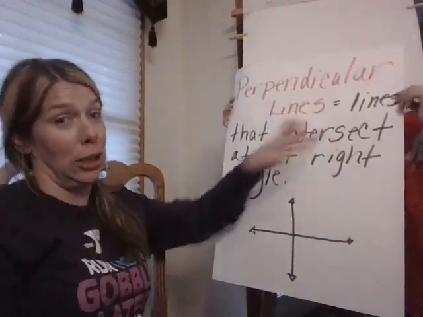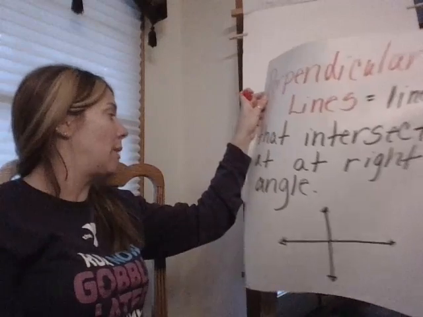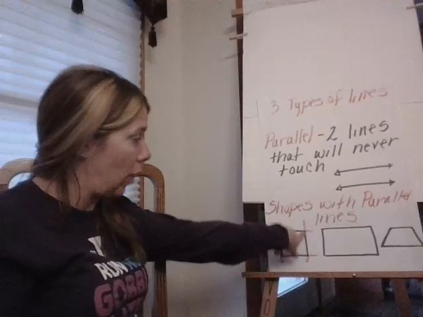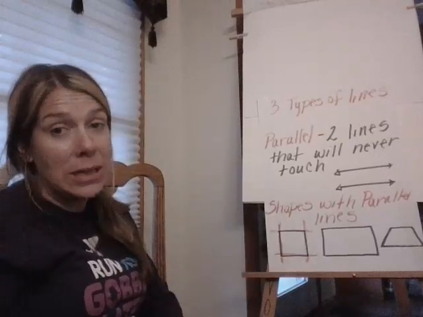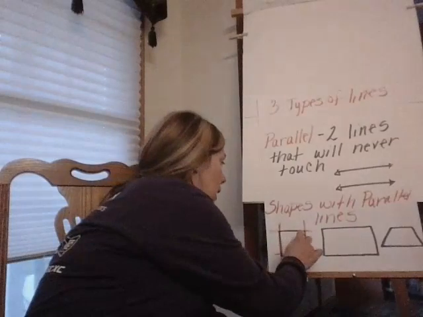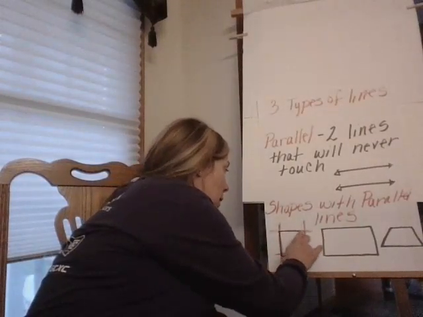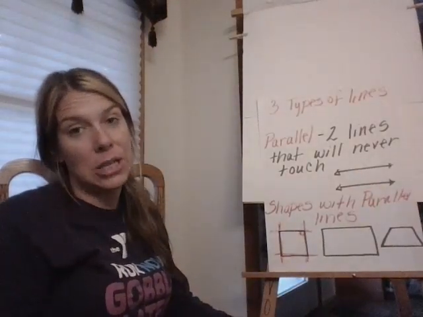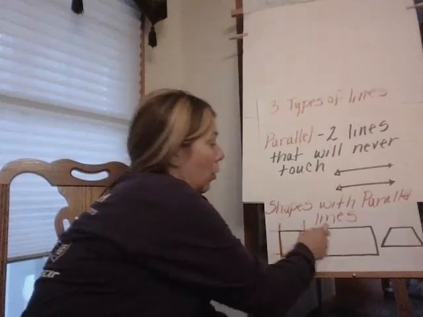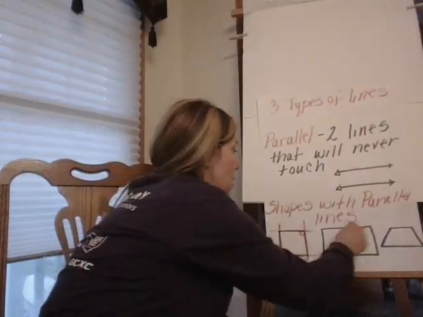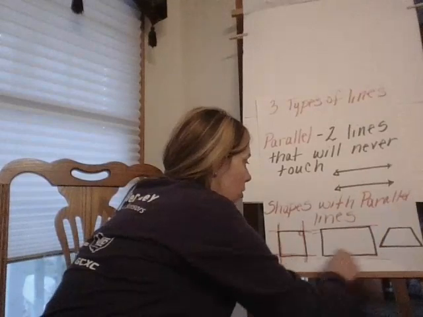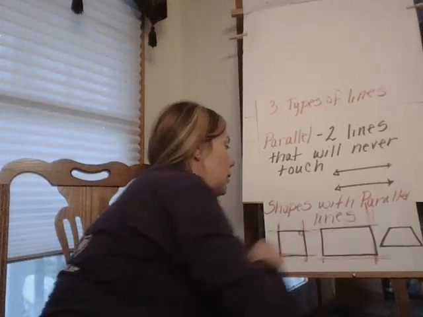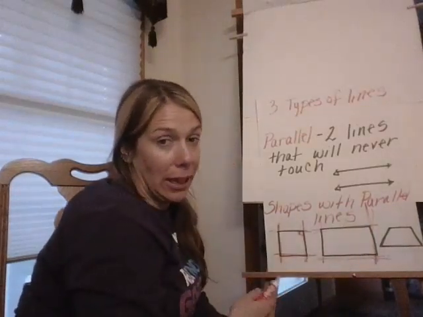But you see right here, it makes a perpendicular line. Even though there are two sets of parallel lines in a square, there are also perpendicular lines in this square, right here where these two lines meet and make a perfect cross at a right angle. That is called a perpendicular line, and I'll explain that a little more in a moment. Our rectangle has two sets of parallel lines, up top and down here. Those two lines will never touch. And just like the square, it will also have perpendicular lines in it.